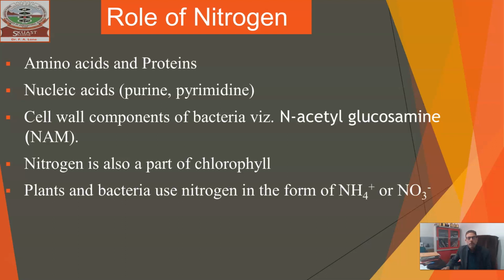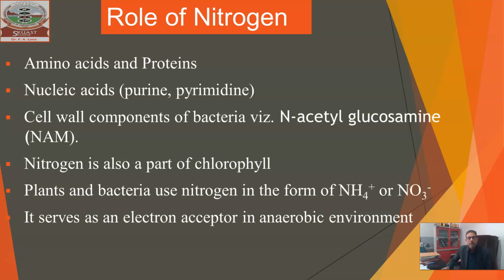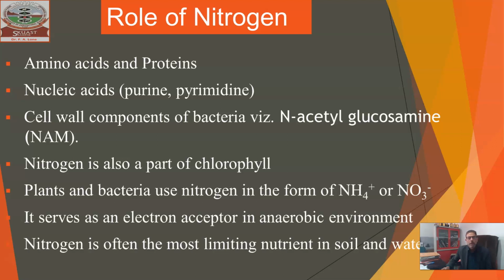Plants and bacteria use nitrogen in the form of ammonium or nitrates. It serves as an electron acceptor in anaerobic environments. And nitrogen is often the most limiting nutrient in soil and water.